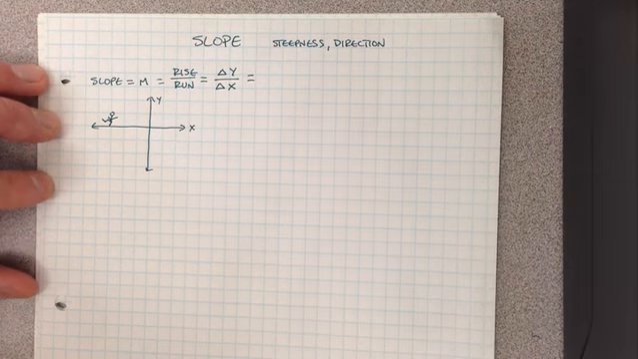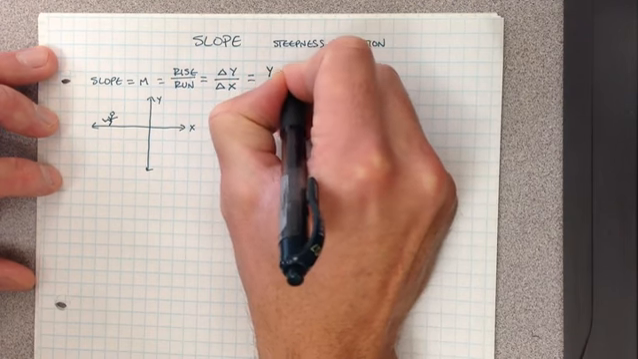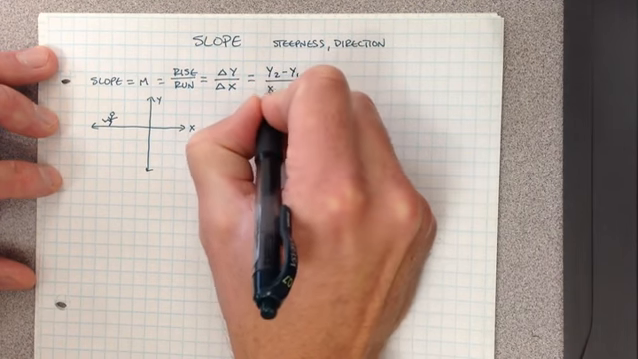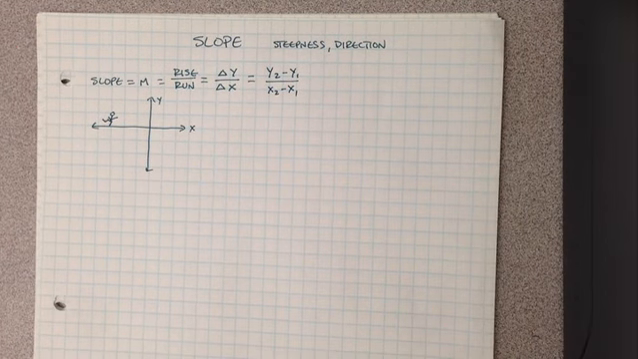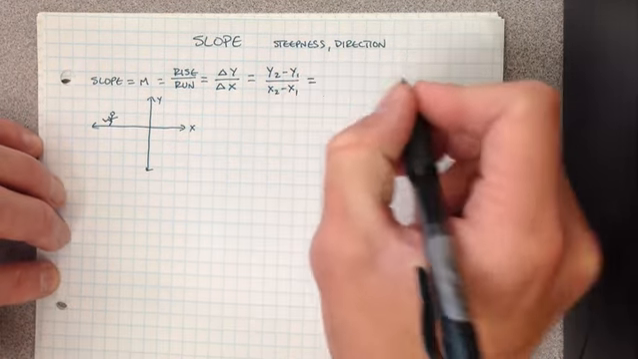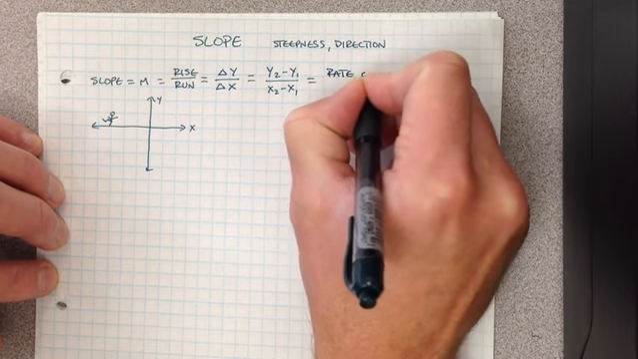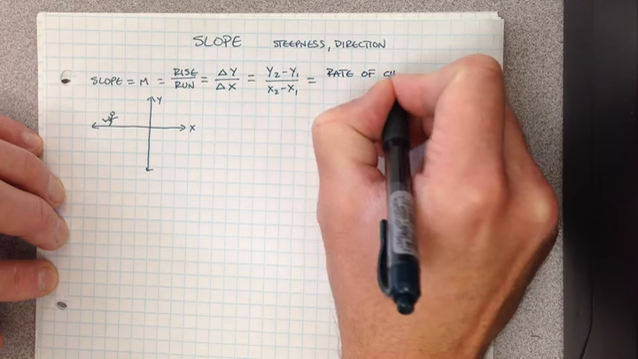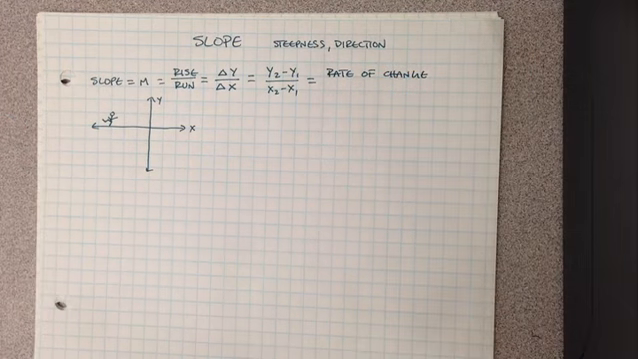Mathematically, the formula for this, you will see, is y2 minus y1 over x2 minus x1. That is how we can plug in two different points to find our slope, if we didn't have a graph, something of that nature. It is also commonly referred to as a rate of change. That should help you out in word problems.